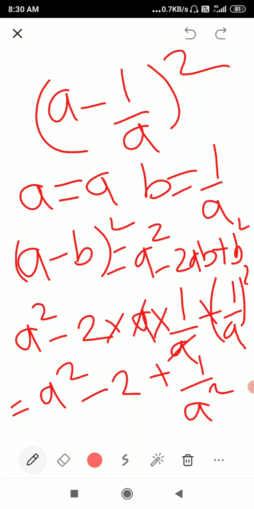So like this you have to solve the problem set 50, and questions number 2 and 3 are for the homework. Like that only you have to solve this.